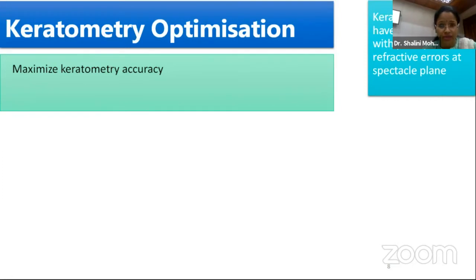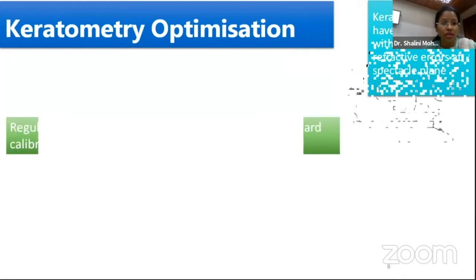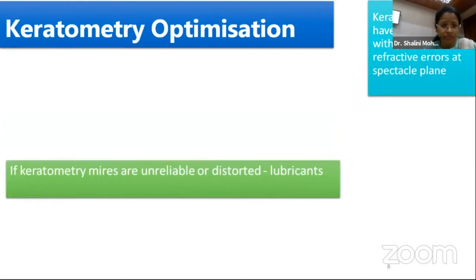Now we should have maximal keratometry accuracy, because we understand that keratometric errors have a 1:1 correlation with refraction in the post-operative period. So we need to have a single instrument, as Dr. Vinita emphasized, that we need to check and recheck. If there is any doubt, we need to recheck the keratometry readings and always use a single instrument. Another important factor is to ensure that it is properly calibrated with the spheres available with the machine, and if there is any problem, call the manufacturer and get it calibrated nicely.